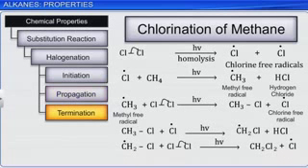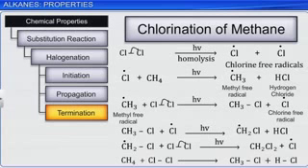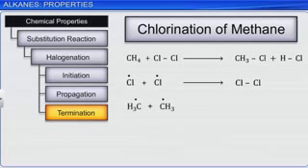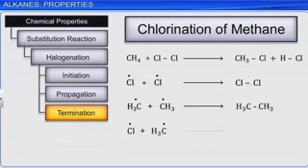During termination, the reaction stops either because all the reactants have been consumed or because of the following possible chain terminating reactions. One possible reaction is that 2 chlorine free radicals combine to form a chlorine molecule. Another possible reaction is that 2 methyl free radicals combine to form ethane. Or a chlorine free radical and a methyl free radical combine to form chloromethane. Thus, in the chlorination of methane, ethane is obtained as a byproduct.